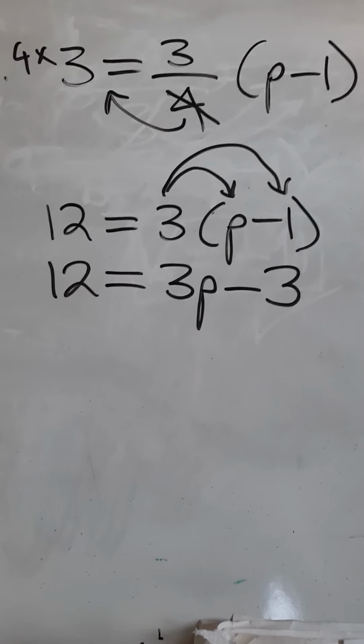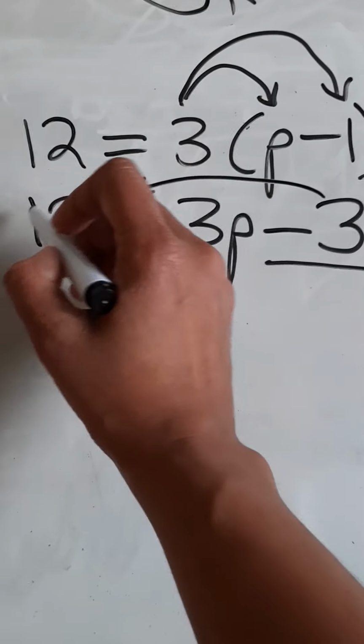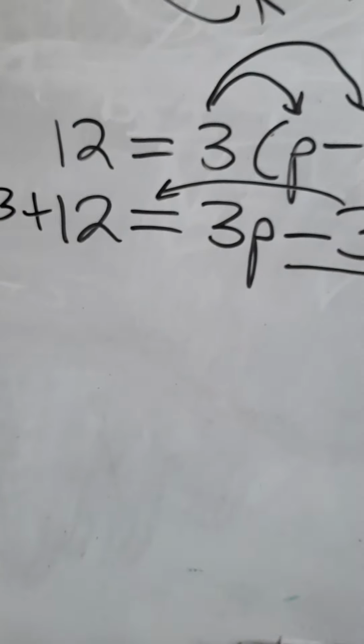I am isolating for p, okay? So I'm going to take this negative 3 to the other side. So it'll be 12 plus 3.